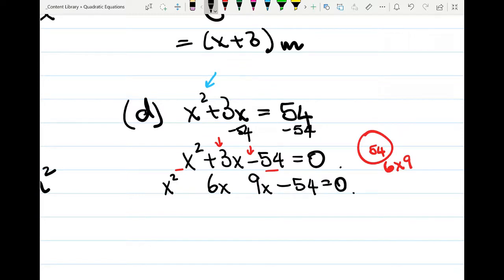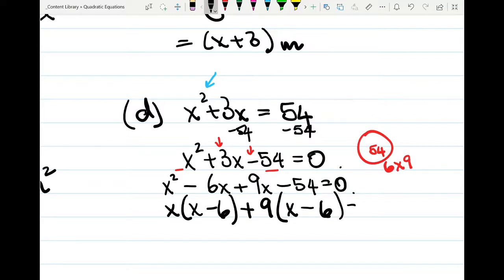Now, what signs should 6x and 9x have if they sum together to give plus 3x? Well, it must be plus 9x minus 6x. My first group has x in common. Middle sign always down. My second group has 9 in common. And then my factors are x minus 6, x plus 9.